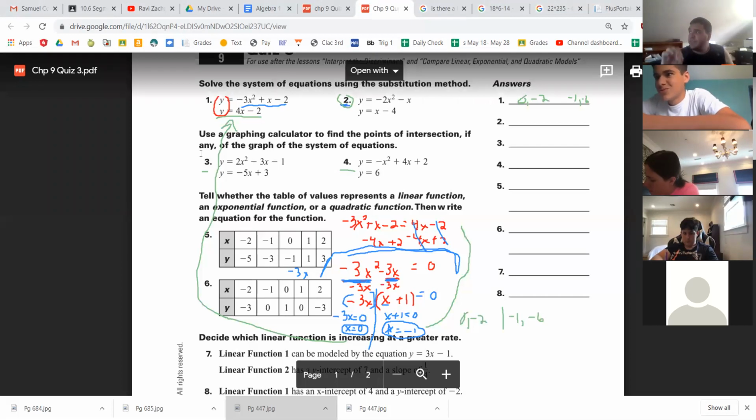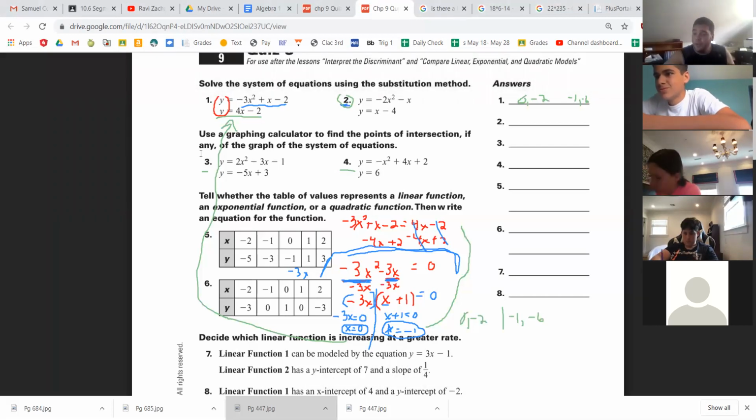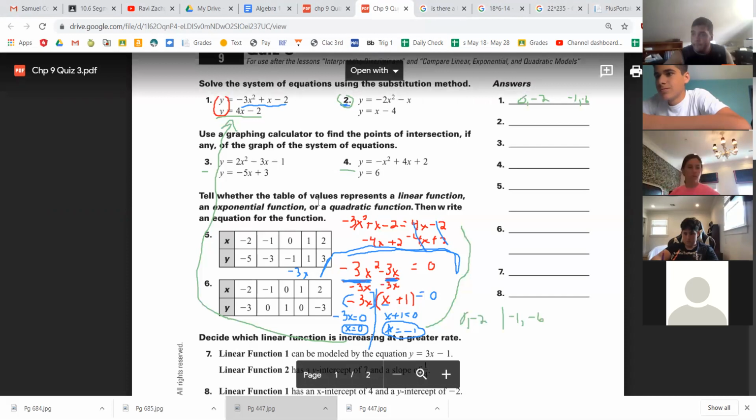So when you send me this and I say you're good, you're free to go. Wait, what do you want us to send you? Number 2, the answers for number 2. Remember, there should be coordinate points, okay? An xy and an xy, yeah.